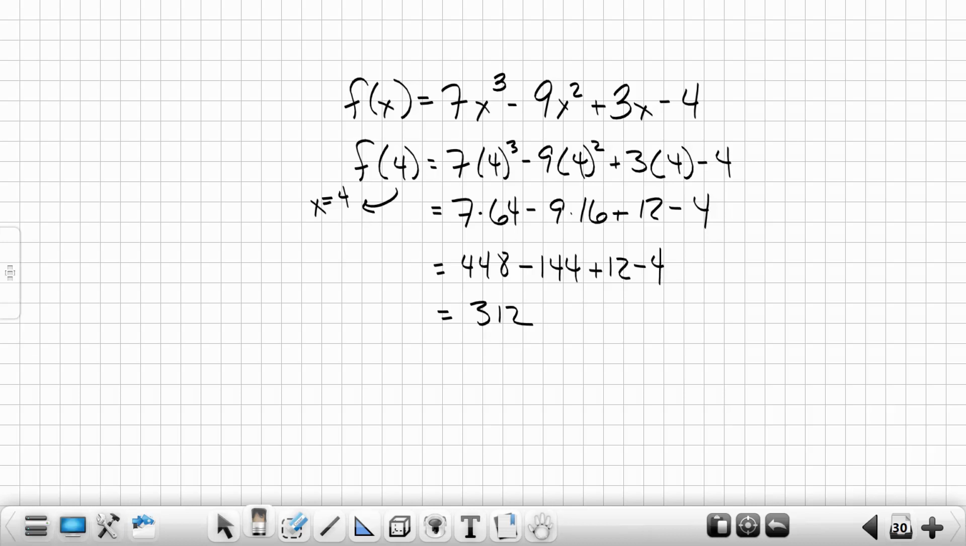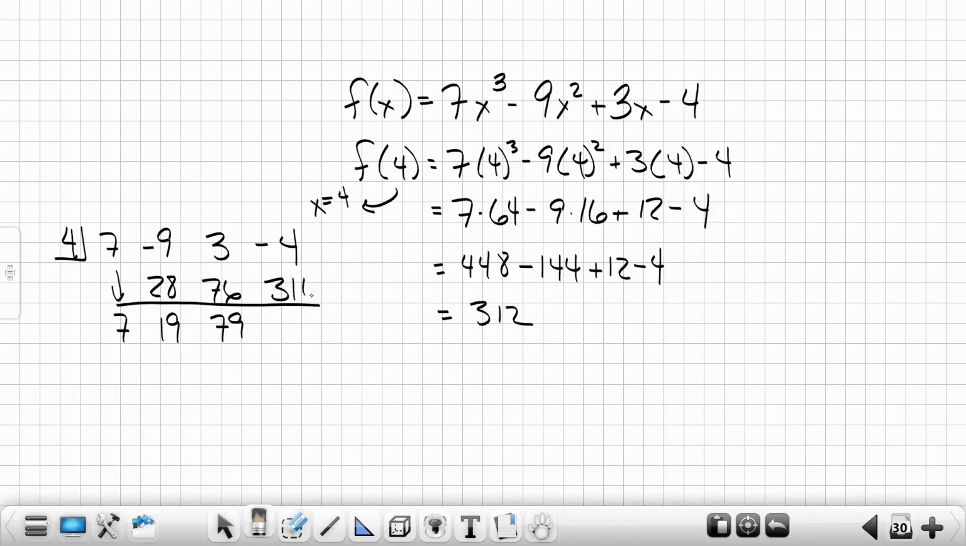Since it's an equal sign, I could put that 4 in the little box. And I could put 7, negative 9, 3, negative 4. 7, 28. We good? 28 minus 9 is 19. 76. 79. So that's 316. 312. So if you're using synthetic substitution, your synthetic division will do the same thing, and your remainder is the solution.